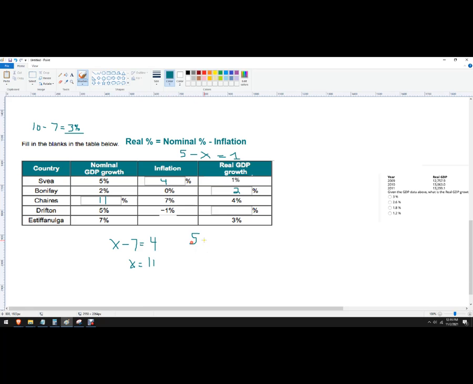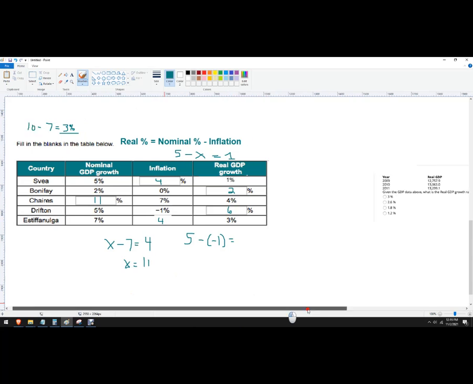So it's 5 minus minus 1. So it's like deflation adds to the real rate because people's purchases now go further. And that's 6%. And then nominal, this has to be 4 because 7 minus 4 equals 3. Okay, and that's how to calculate nominal growth rates. But you can also use that for nominal interest rates or nominal wages.